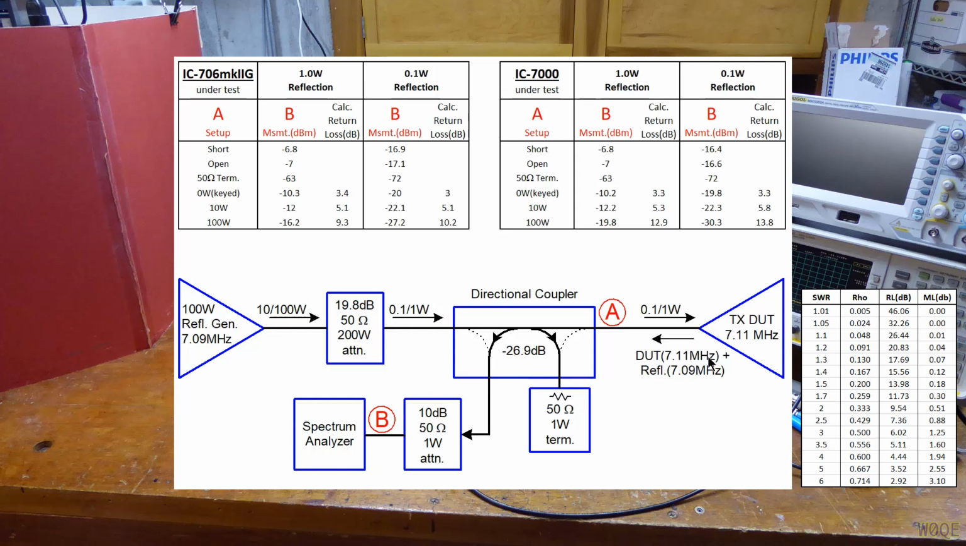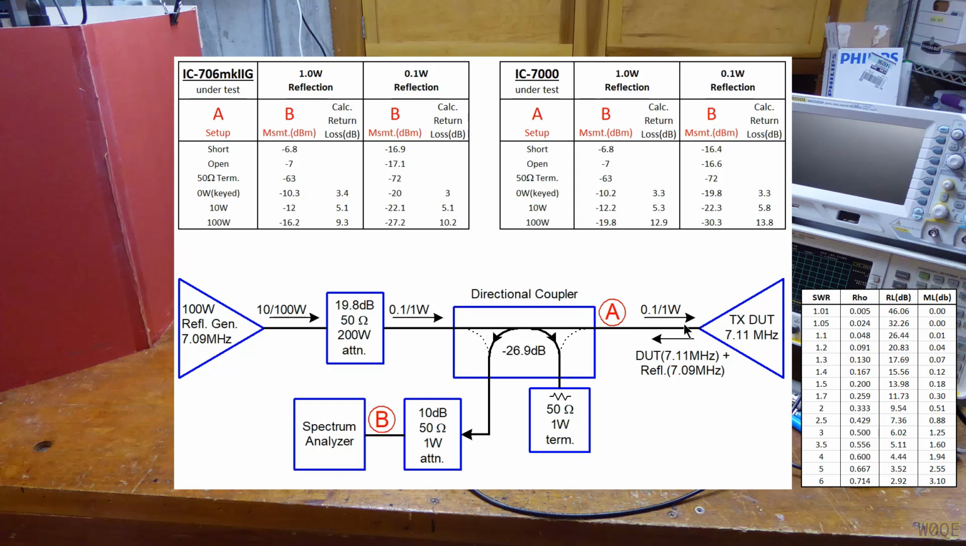Now the ICOM 7000 was a little bit different. It was a little bit better. It was about the same with no power output but yet keyed, a little bit better at 10 watts, and somewhat better here. It was 12.9 and 13.8 dB, so it looked like somewhere between 1.6 and 1.5 to 1 SWR at full power, looking back in.